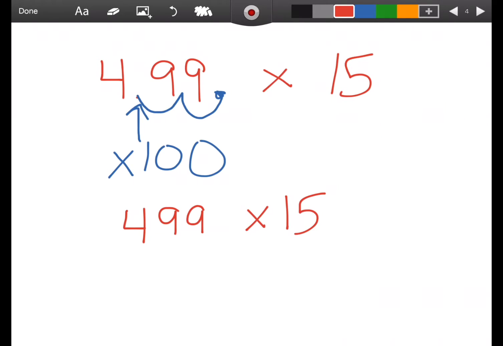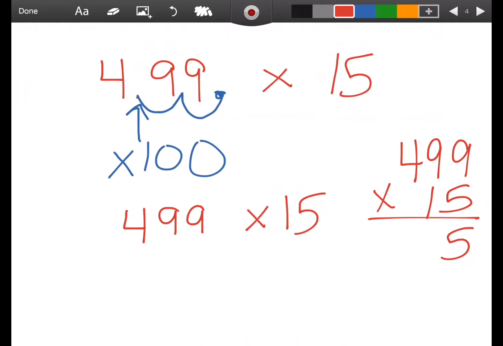So first let's solve it. So 499 times 15, we can solve just like we would normally solve a multiplication problem. 9 times 5 is 45. 9 times 5 is 45 plus 4 is 49. 5 times 4 is 20 plus 4 is 24.